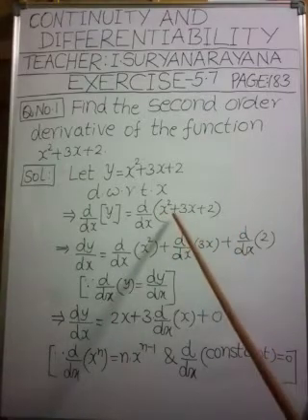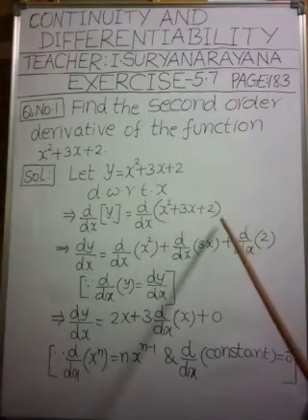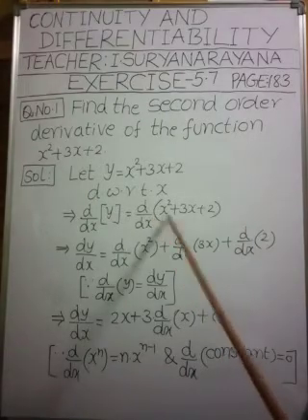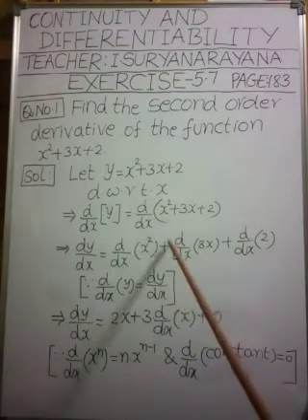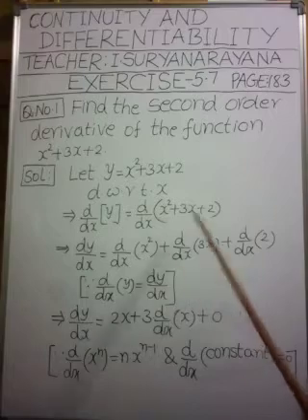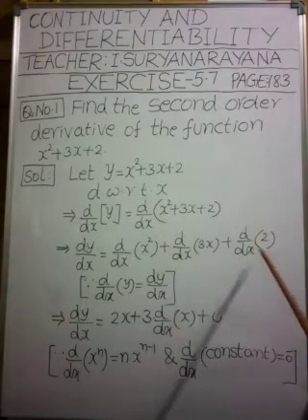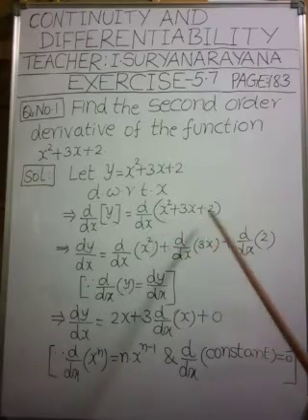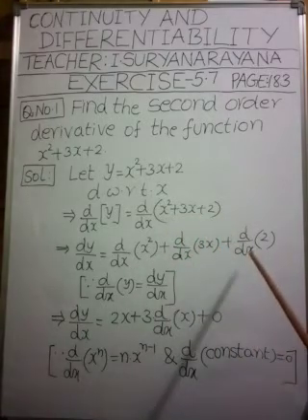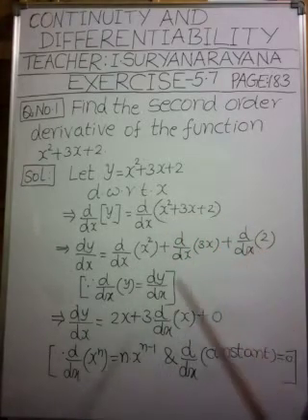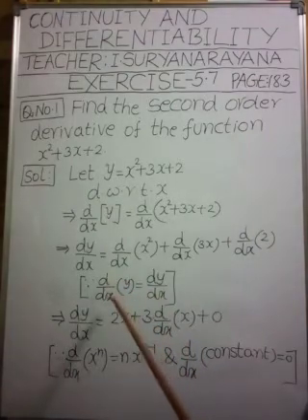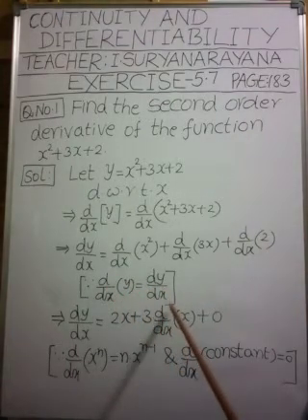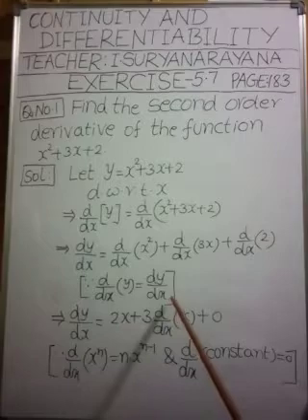So we can differentiate each and every term separately. That is why d by dx of x square plus d by dx of 3x plus d by dx of 2. Understood this part, my children? We have differentiated these 3 terms separately. Understood? Here I wrote d by dx of y means dy by dx. Understood this step, my children?